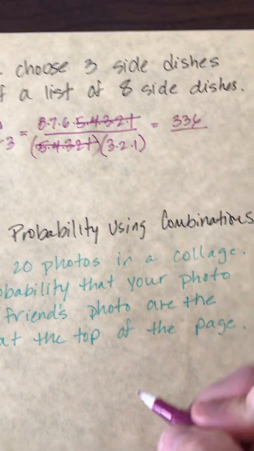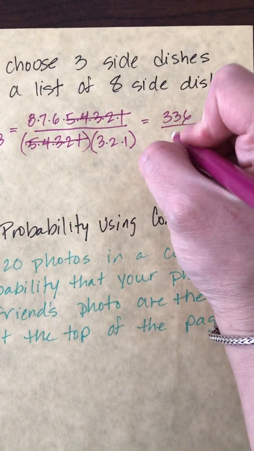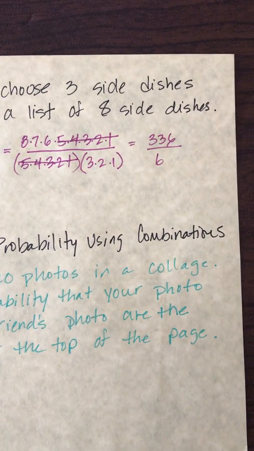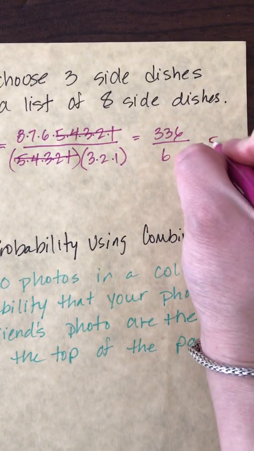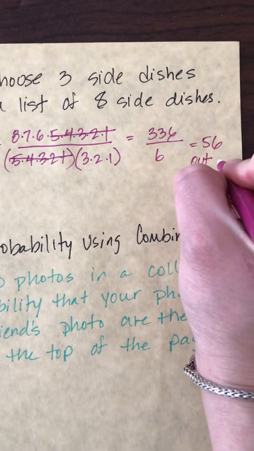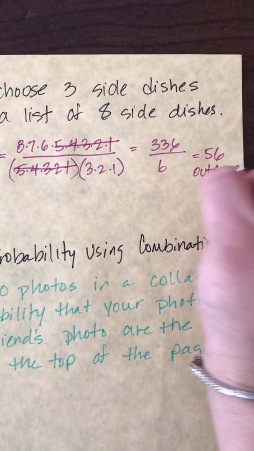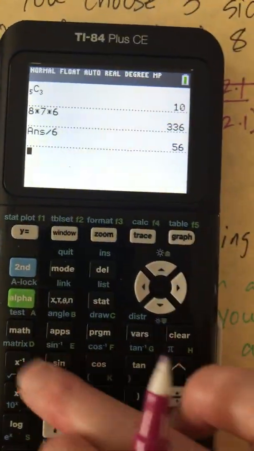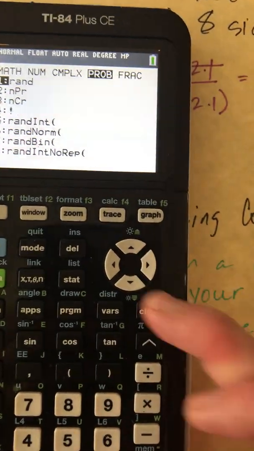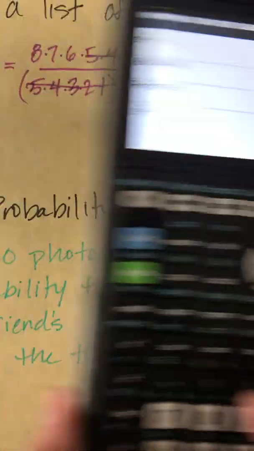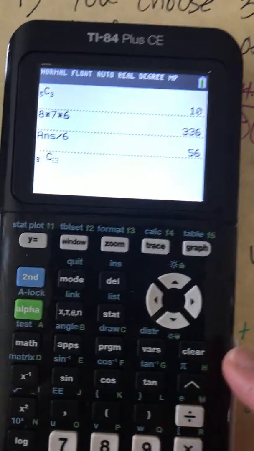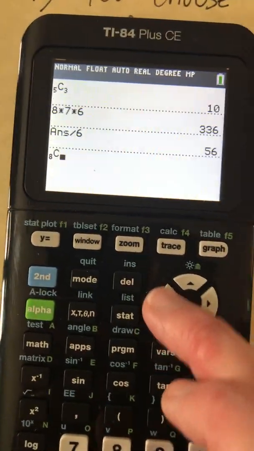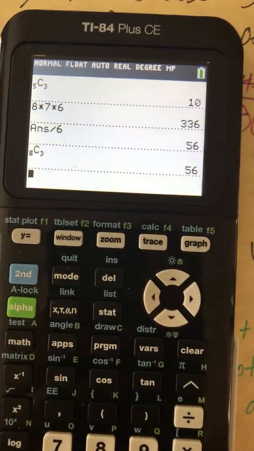I just did that on my calculator. And then 3 times 2 times 1 is 6. And if I divide the 2, I get 56 outcomes. So that means you could have dinner in 56 different ways. Again, let's check our work with our calculator. I'm going to go to math, over to probability. What were our numbers? 8 and 3. So I'm going to do 8, arrow over, hit 3. Hopefully I get 56, and I do.